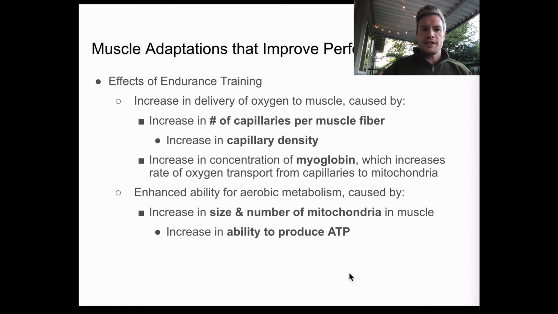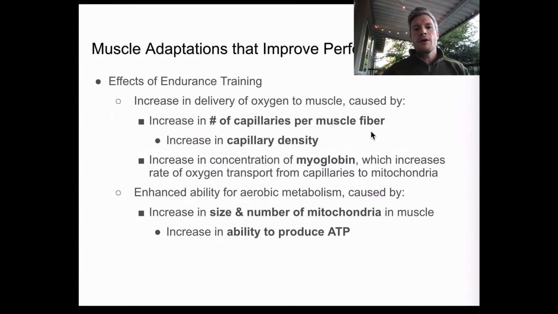So we'll look first to type 1 or endurance-based training and see what we can do there. We'll notice that there's an increase in delivery of oxygen to muscles. Why might that help? Well, with type 1 or endurance-based training, we're trying to figure out how do we get oxygen from the blood to the mitochondria in order to produce more ATP, right, through oxidative metabolism. So how do we do that?